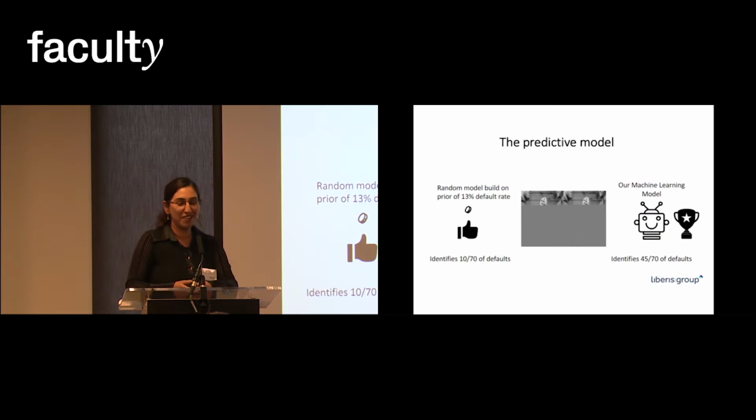So to this end, I produced a predictive model which is able to distinguish between the default and non-default cases. I compared the performance of this machine learning model to a random model. The random model is basically a coin toss, and it flips a default 13% of the cases. So my model, compared to this random model, is able to predict 4 times more default cases correctly.